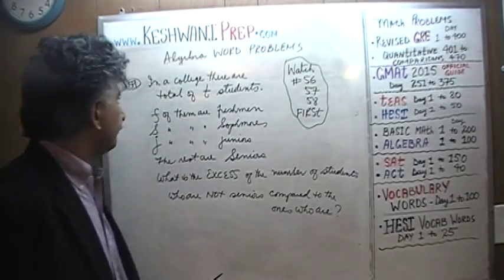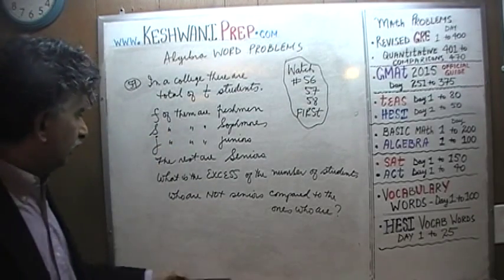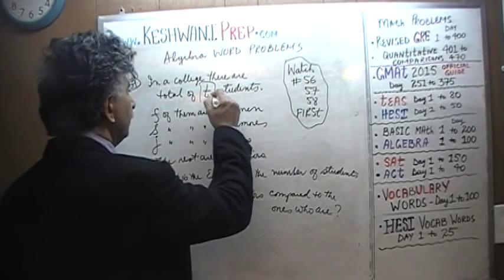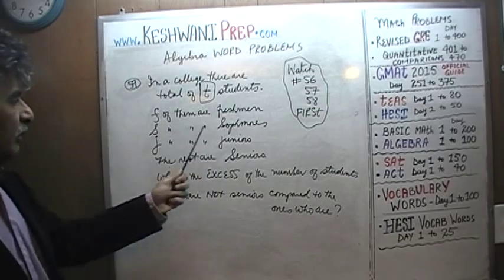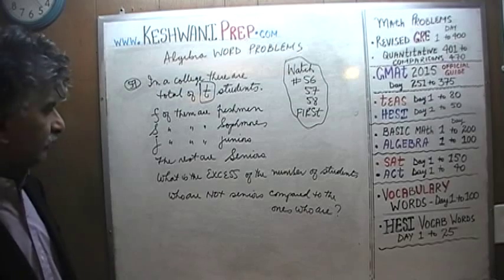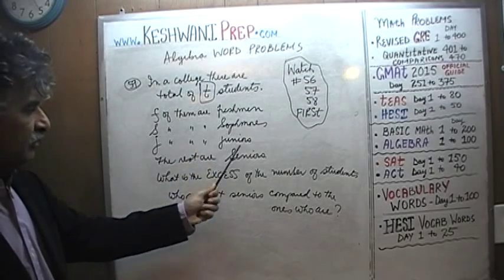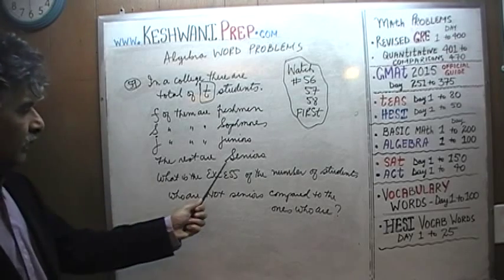Here's the problem. We have a college. We are told that in this college we have a total of T students. We are told that F of them are freshmen, S of them are sophomores, J of them are juniors, and the rest of them are seniors. Freshmen, sophomores, juniors, and seniors. F, S, J, and the rest of them are seniors.